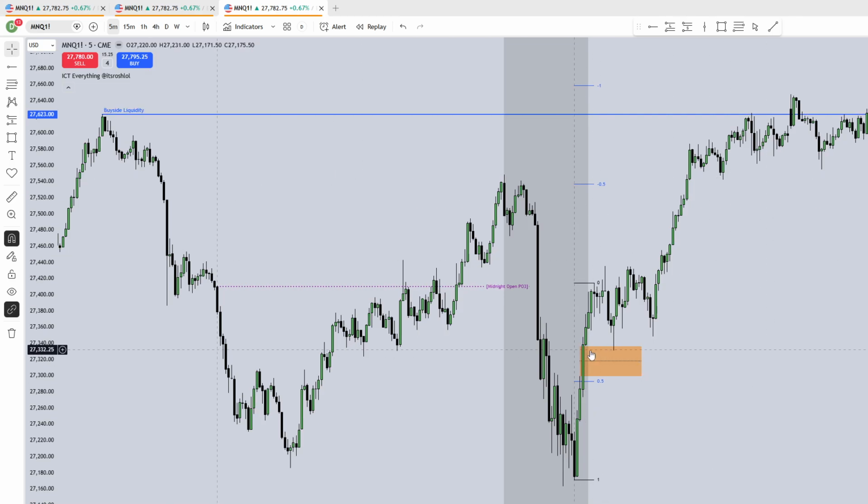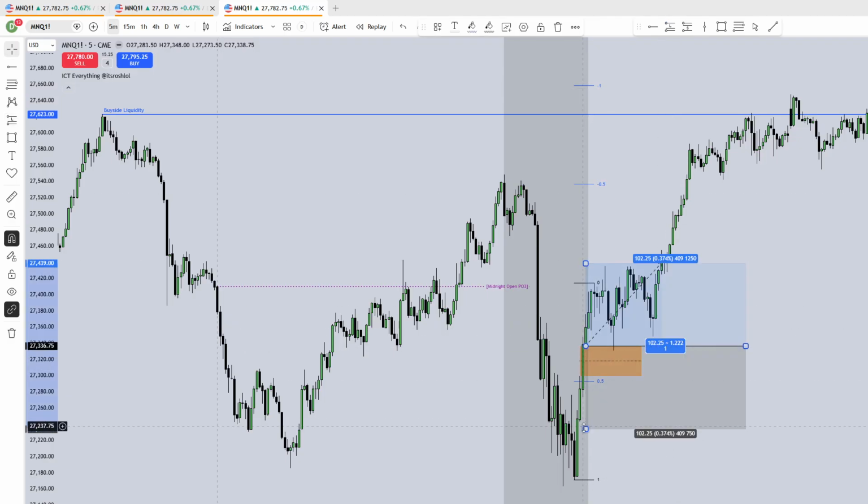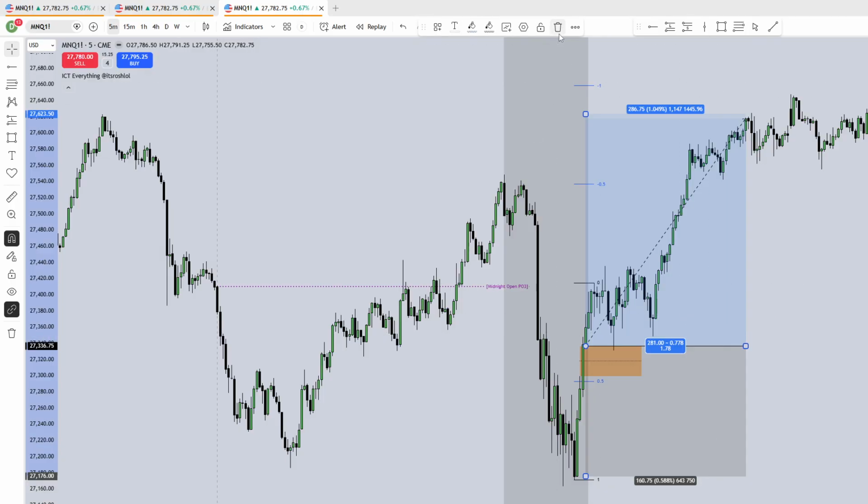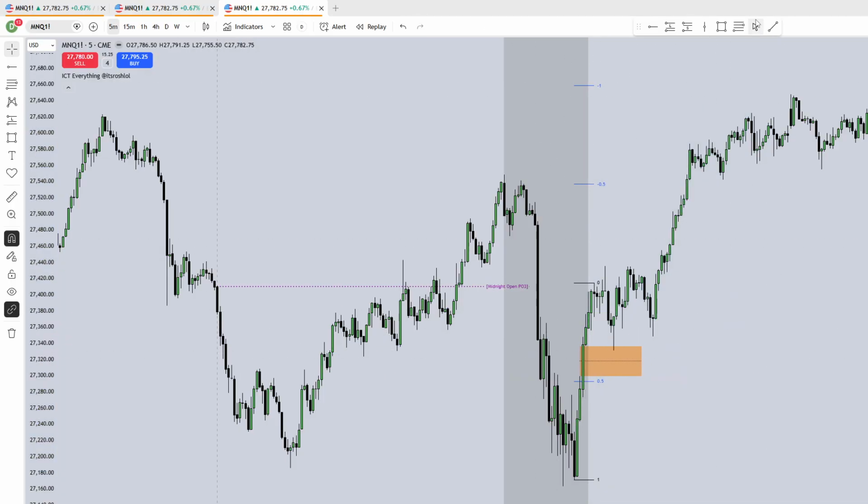you should have been long here at this fair value gap under the low, targeting all-time highs for 1.8R. So minus 1 and then plus 1.8, that would have covered your losses and then some. So that's the whole idea of this game.